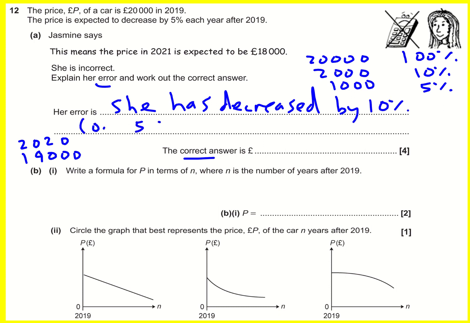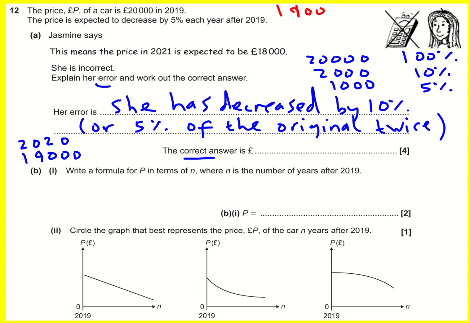Or 5% of the original twice. So what do we actually have to do? We've now got 19,000. We need to work out.